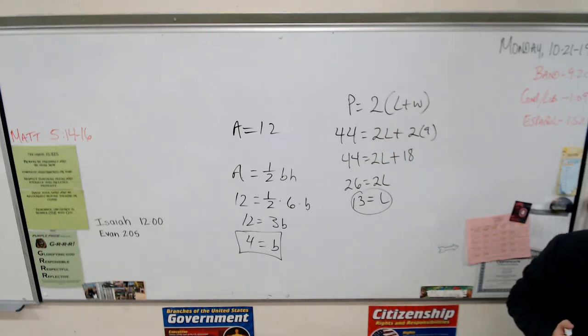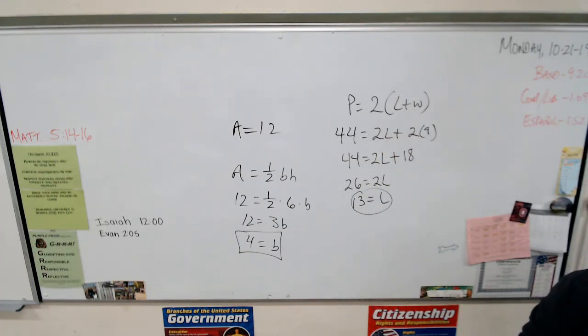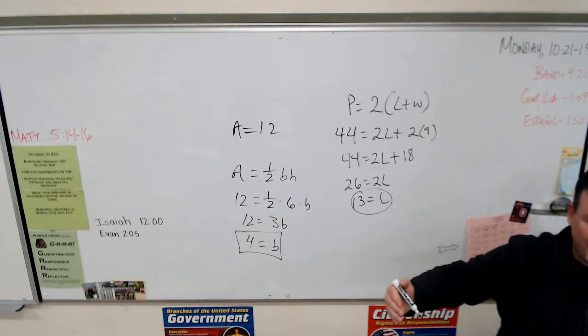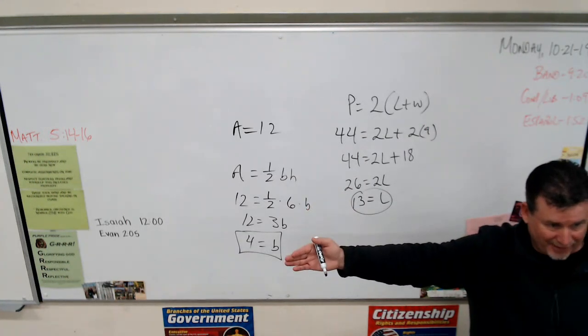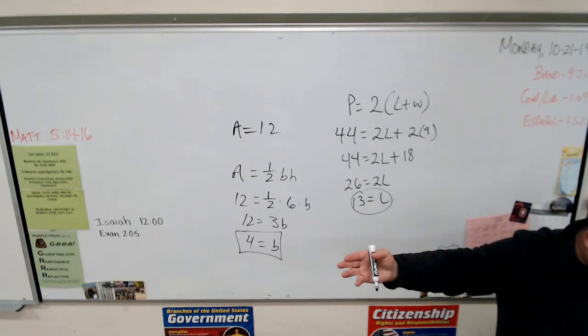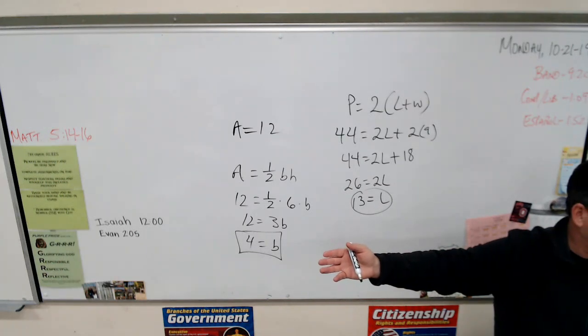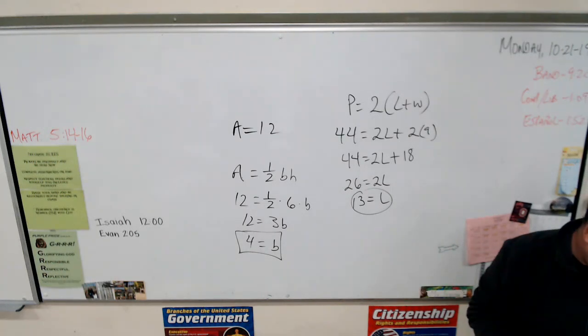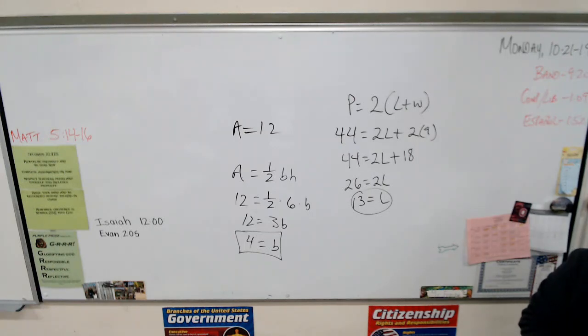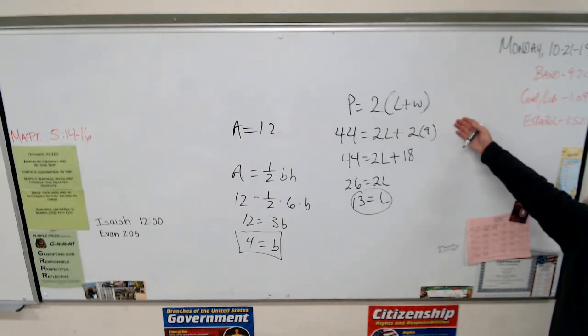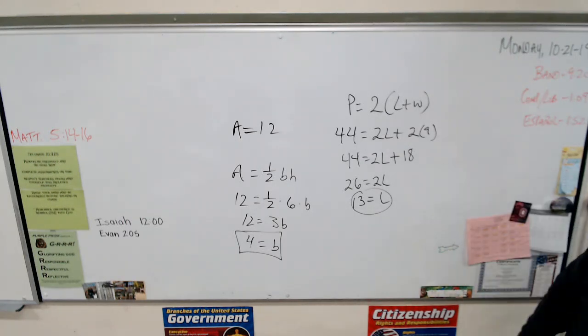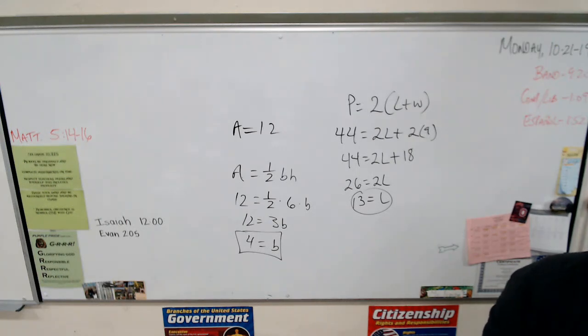Number 13. They told you the perimeter of that triangle was 60. What's the perimeter of a triangle? A plus B plus C. So if you add 23 and 17, what's left? 20. And number 14, your length is 8. Same way. Write the formula, fill it in.